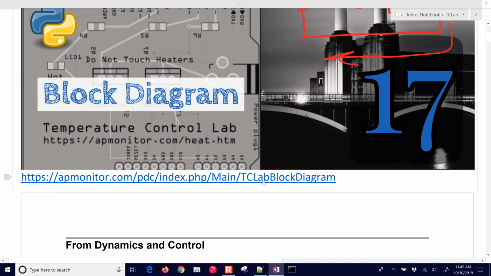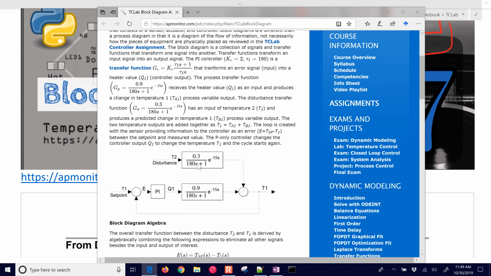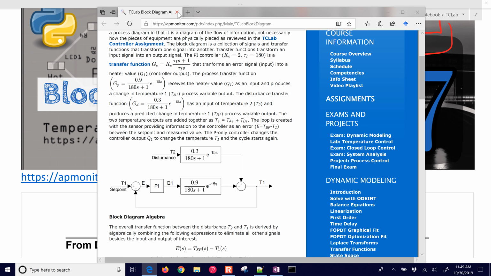If you'd like to follow along with the source code, you can do that here. It will bring up a web page that will show you the material that we're going to go through here.